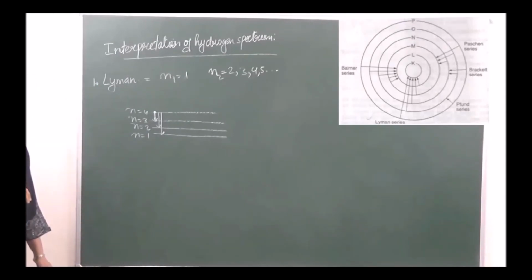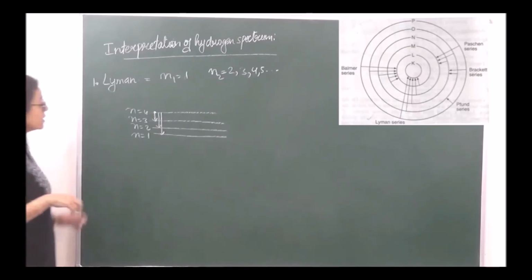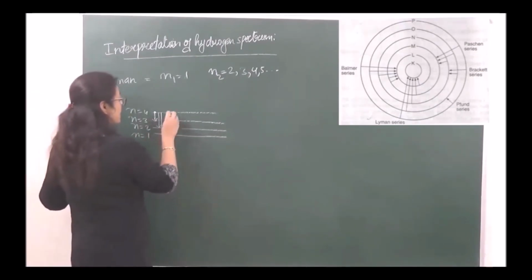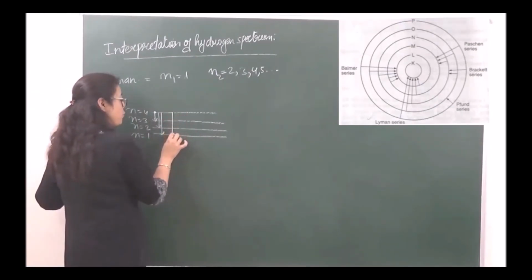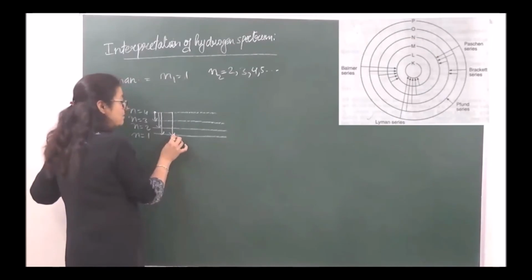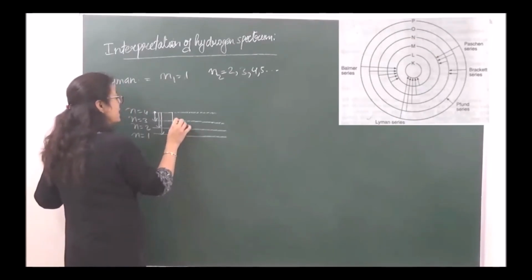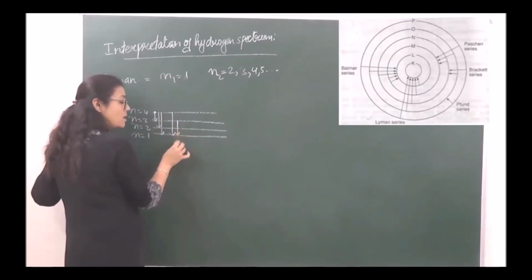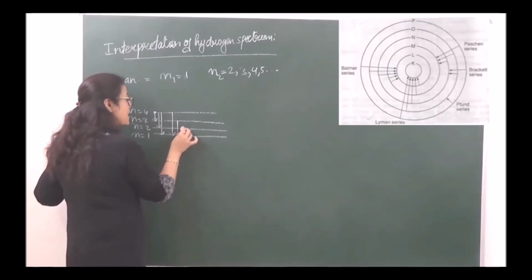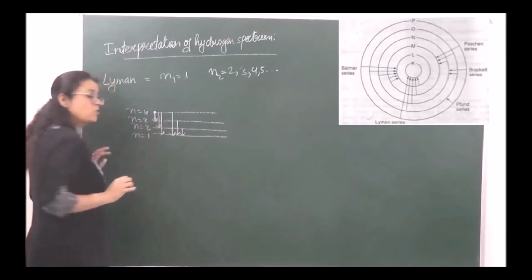So what are we saying over here? These are the kinds of transitions which can happen. In other words, the electron is jumping from the fourth to the first. For Lyman series, it is jumping from third to the first, and it is jumping from second to the first.